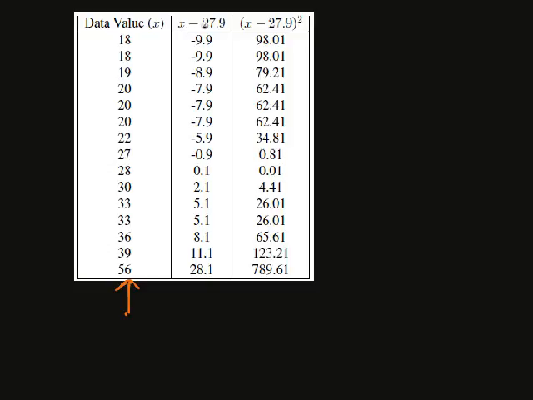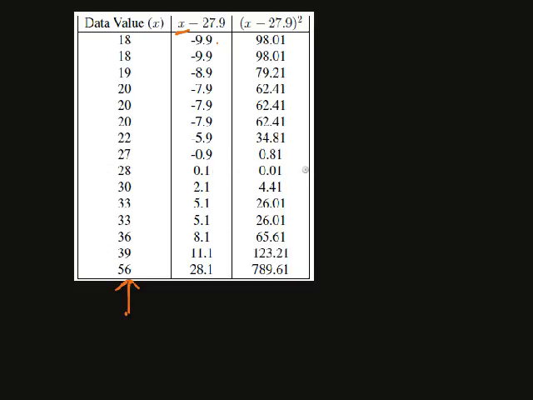The next thing we did was we took the data value, we called it x, and we subtracted the mean. So 18 minus the mean of 27.9 is negative 9.9. And we got all those values, so we calculated for the whole column. The next thing we did was square each of those, so we took negative 9.9 and squared it. That's why it doesn't matter whether it's negative or positive, because when you square it, they all turn out positive.